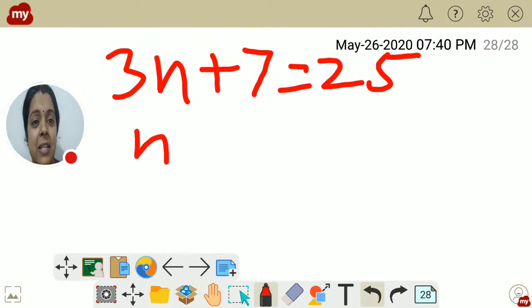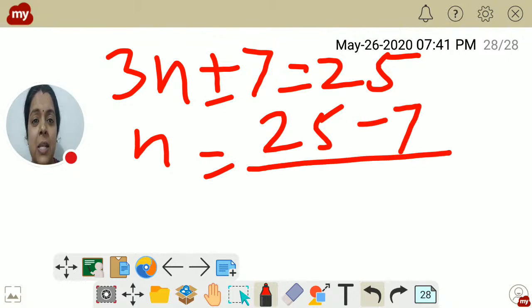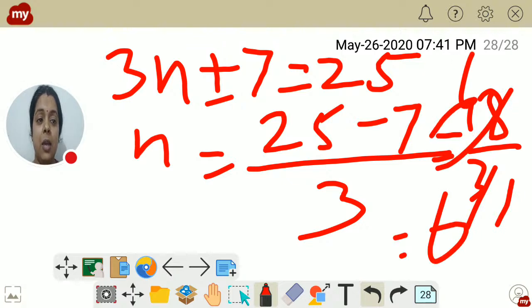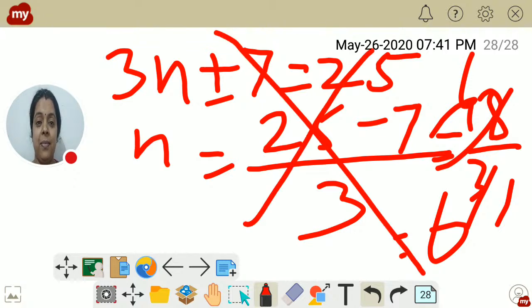I can easily write n is equal to 25 minus, and this 3 multiplied becomes divided. Only two steps. What I did: 18 by 3, cut here, and I got this answer. The answer is correct, but as I have missed the steps, it will be wrong. It's very important for everybody that when you're going step by step for the equation, never leave a single step.